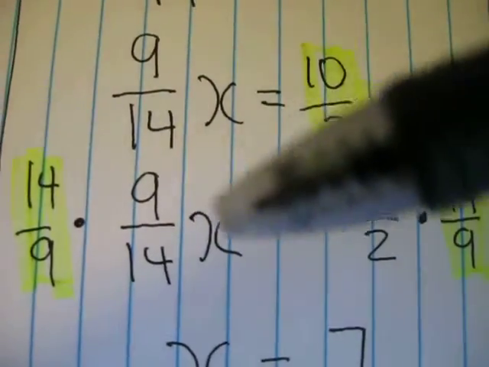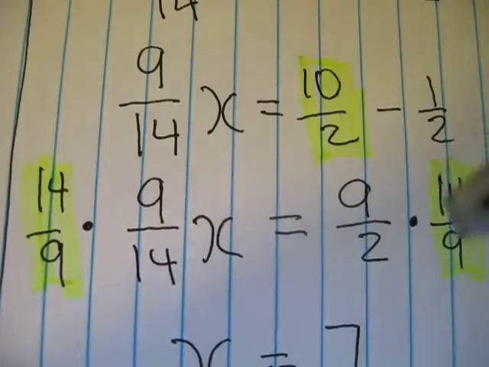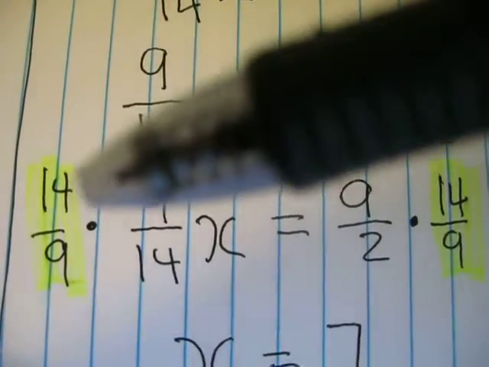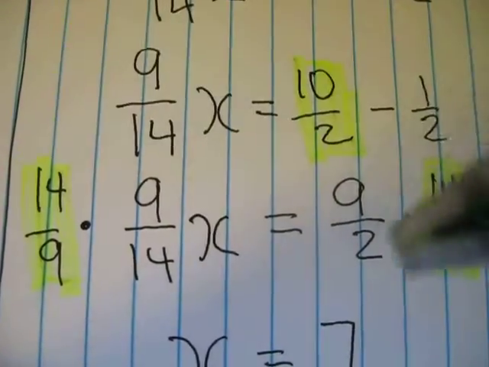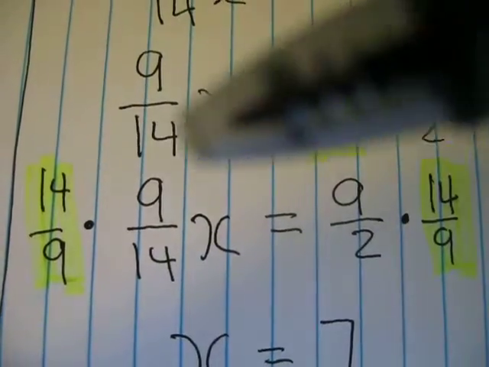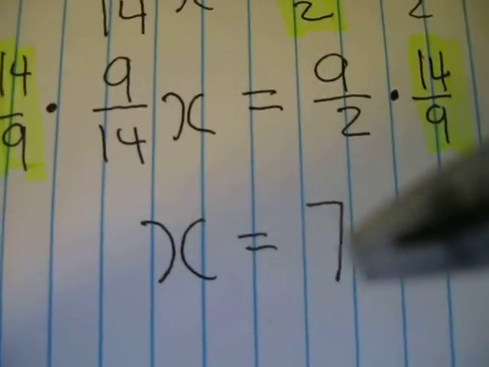Now we want to get the variable, so we divide by 9/14 on both sides. We just have to multiply by 14/9, the reciprocal, on both sides, and we'll get x = 7.